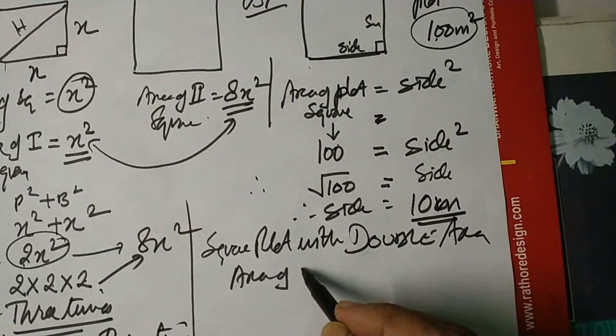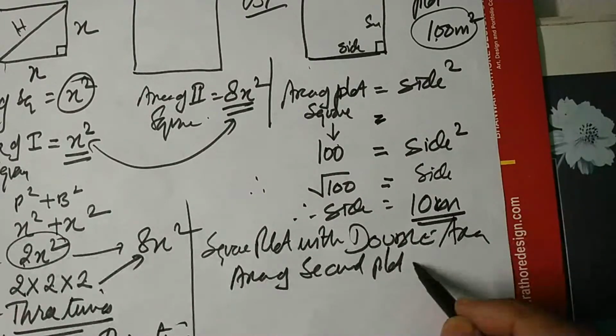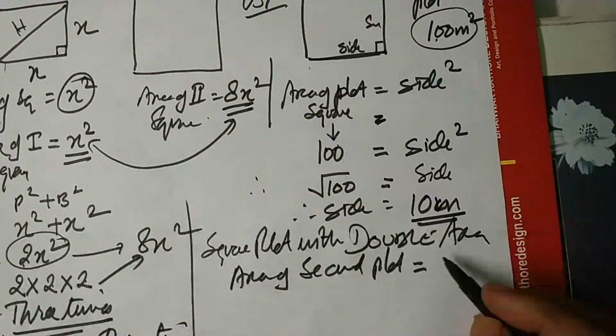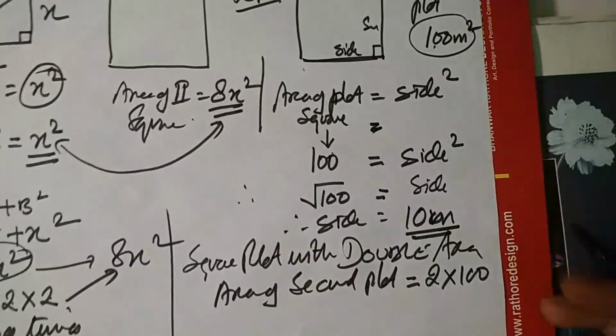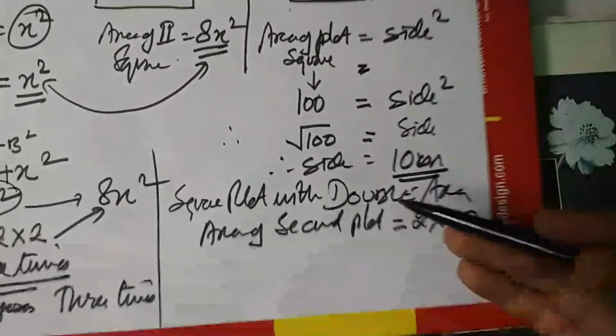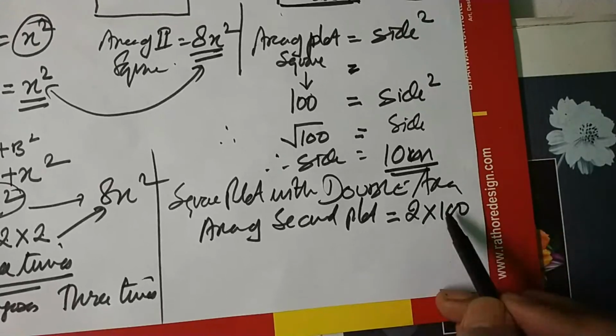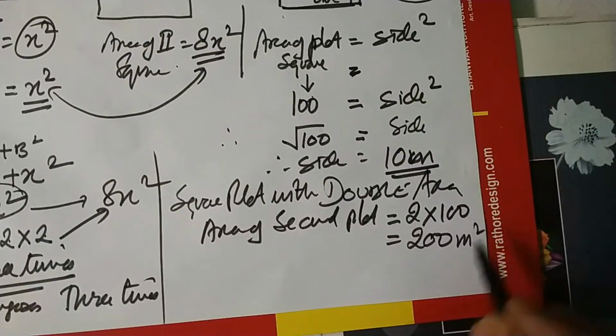Area of second plot is equal to double the area. Double the area means 2 into 100, because area of the first plot is given 100. He wants to have another plot whose area is double. Double means 2 into 100. It will become 200 meter square.